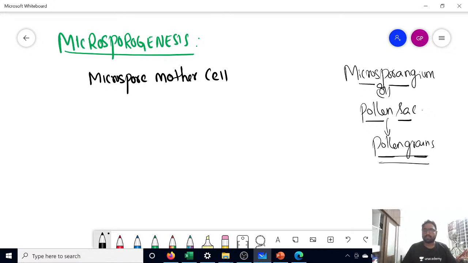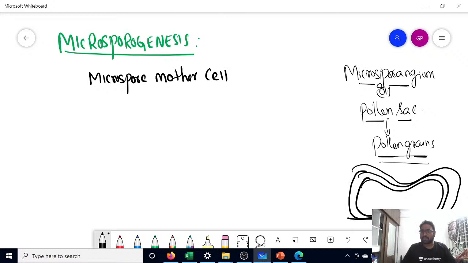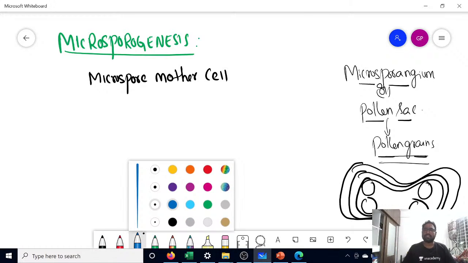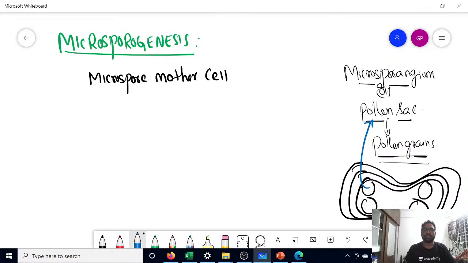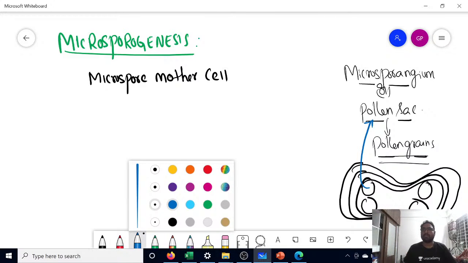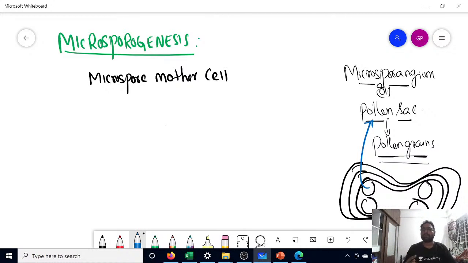I don't want to talk much about the TS of anther at different layers. I'm just drawing a rough diagram to give you an idea. It has a butterfly shape, and here four will be there. These four are called pollen sacs, the other name being microsporangium. Inside the tissue here, one of the cells differentiates or matures into a cell called the microspore mother cell.